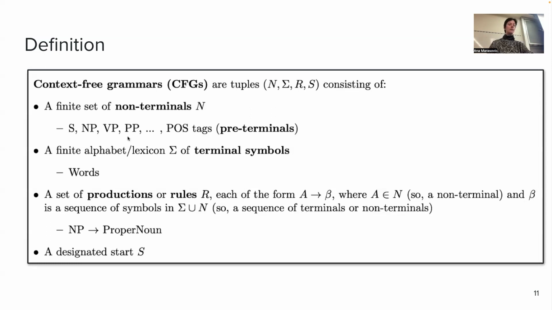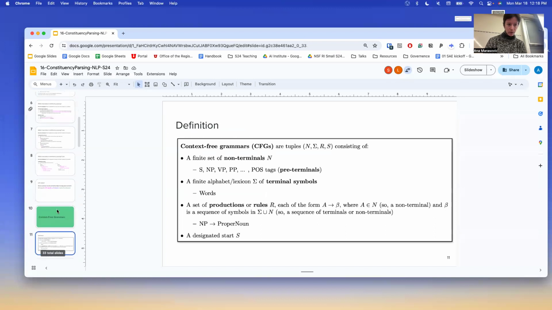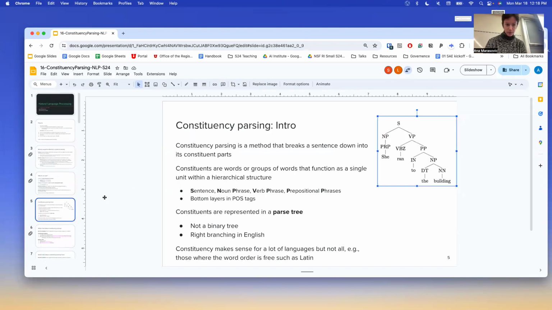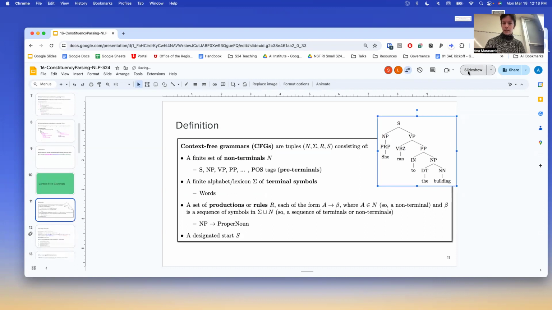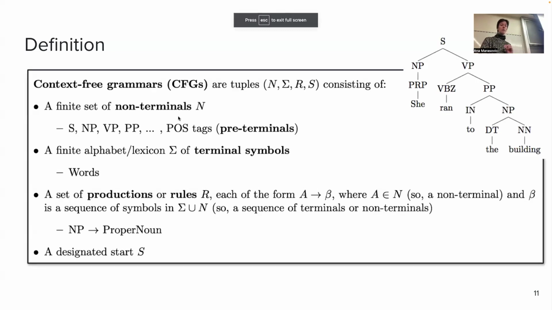So S for sentence, noun phrase, verb phrase, PP, and part of speech tags are the last layer before we see words. Therefore, sometimes part of speech tags will be called pre-terminals as well. Just for simplicity, I'm going to copy and paste this parse tree from here because it's going to be easier to show some of these things. So non-terminals are here: S, NP, VP, PRP, VBZ, PP, and so on.